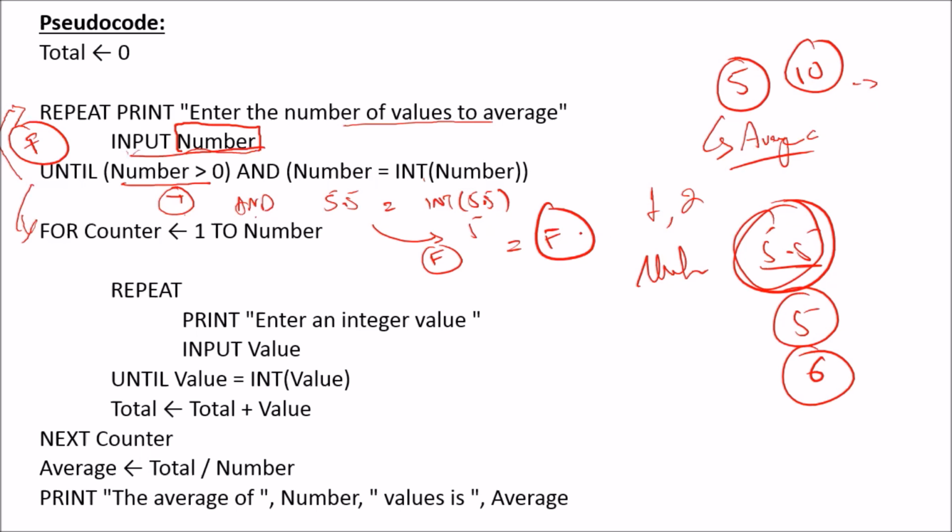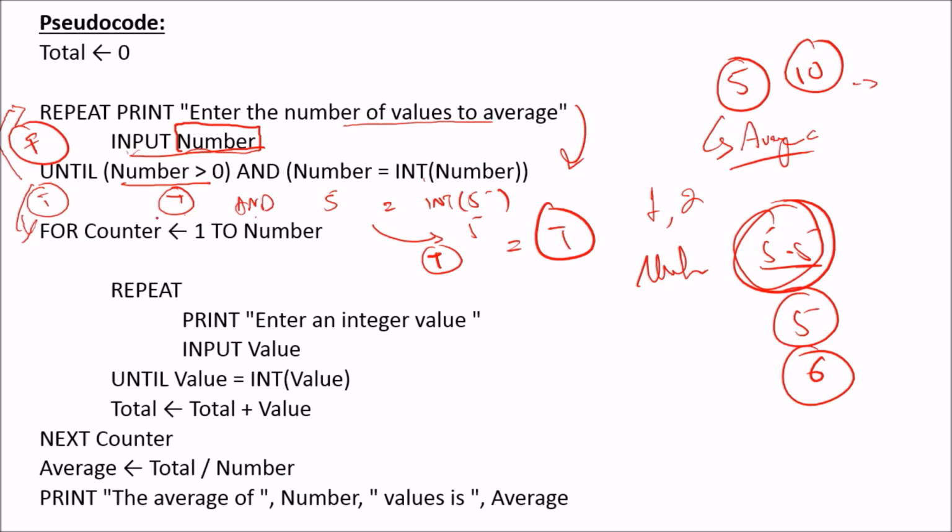Now suppose I have entered 5 numbers. I entered 5. So when entering 5 numbers, 5 is greater than 0, true, and 5 is equal to 5. Int of 5 will be 5 only. So this also becomes true. So true and true will become a true condition. That means you can enter 5 numbers. So this validation is actually checking your whole number.